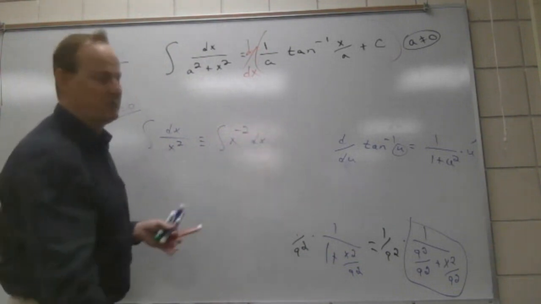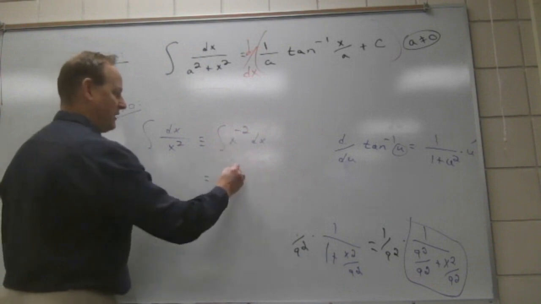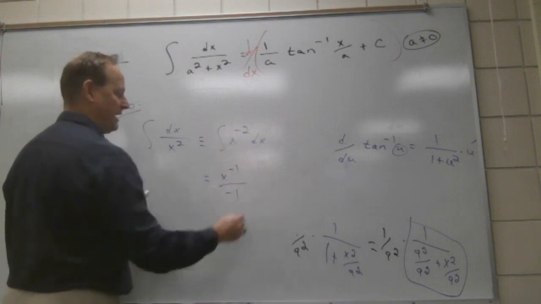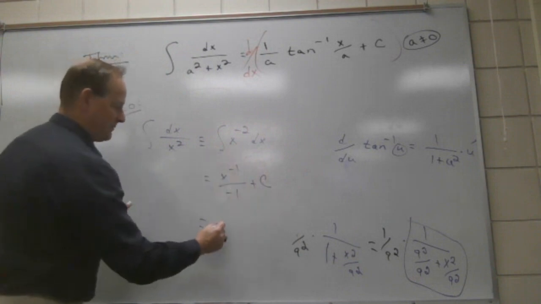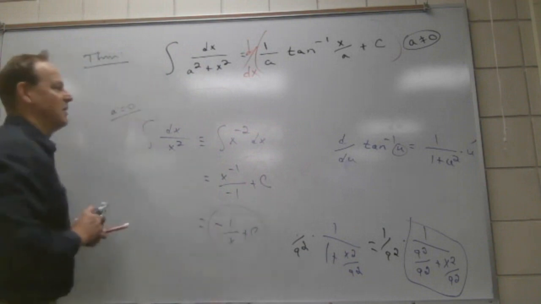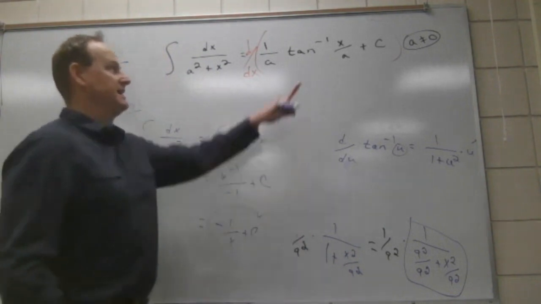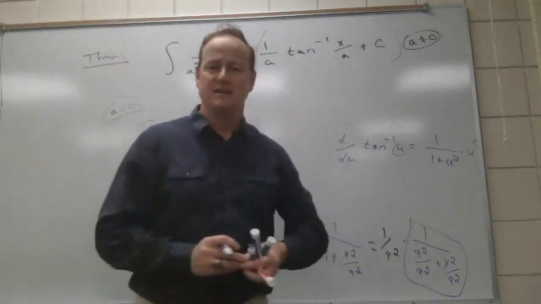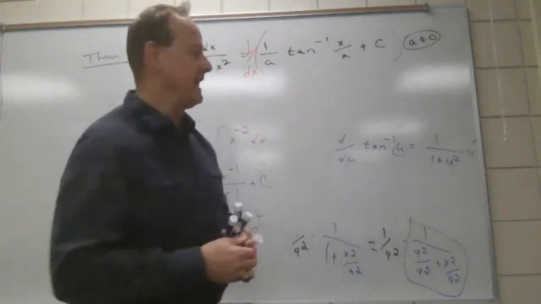So I could rewrite that as the antiderivative of x to the minus second power with respect to x. We can simply use our power rule, and that would be add 1 to the exponent, x to the minus 1 divided by that, plus c, which of course then that x to the minus 1 drops down. The minus sign can come out front, so it's minus 1 over x plus c. So if a does equal 0, we can still do it, but once again, it doesn't have anything to do with arctangent. So there's the proof of the second theorem that they gave us on there.